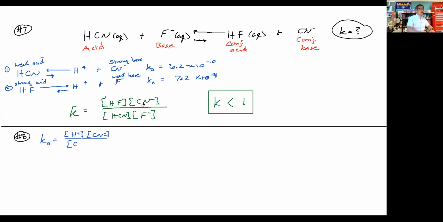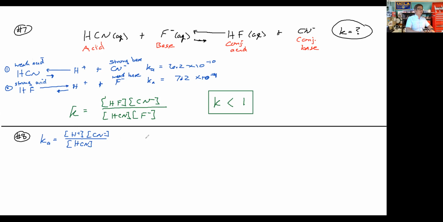Again, we're leaving out water here. Remember, guys, water is present here, but we're leaving it out because water is a pure liquid. That's how we get Ka. Ka is the equilibrium constant for the acid dissociation. That's the law of mass action for the Ka value for hydrocyanic acid, HCN.